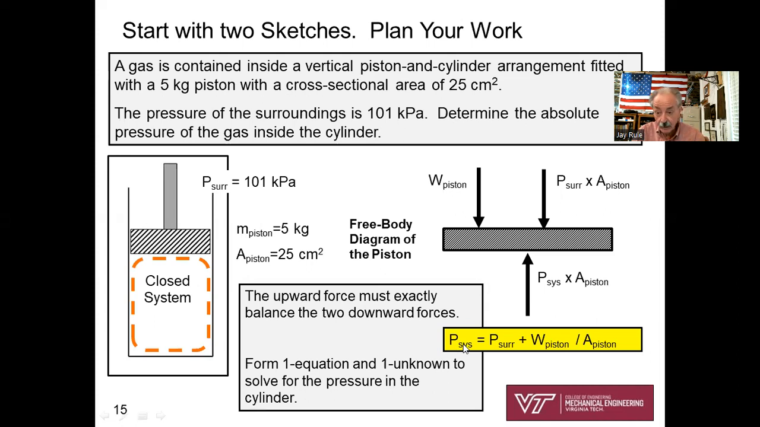So I'm not showing all those steps. You're smart enough to get those steps done. So P of the system is P of the surroundings plus the weight of the piston divided by the area of the piston. So that's going to be your governing equation. You won't find it in the book. You should be able to derive it yourself.